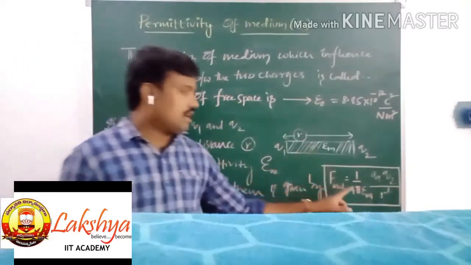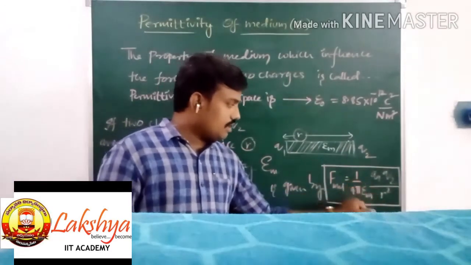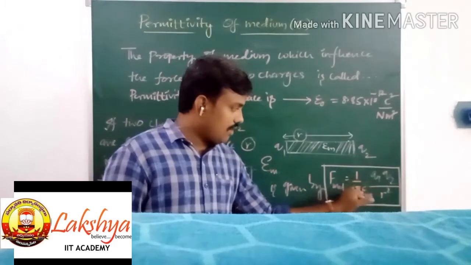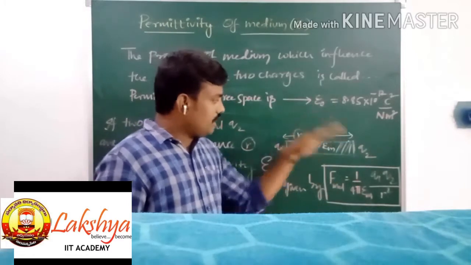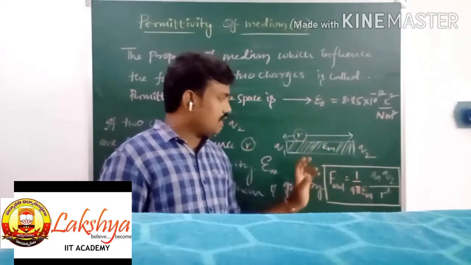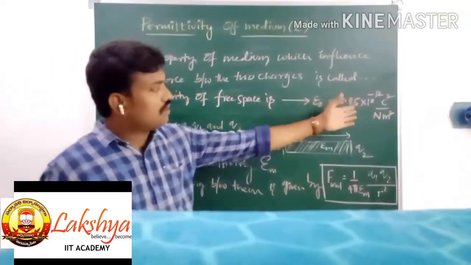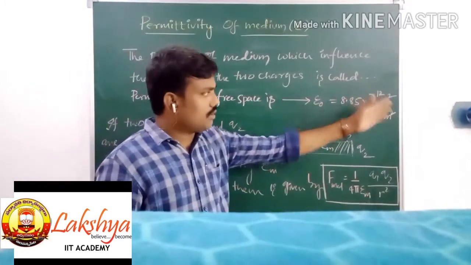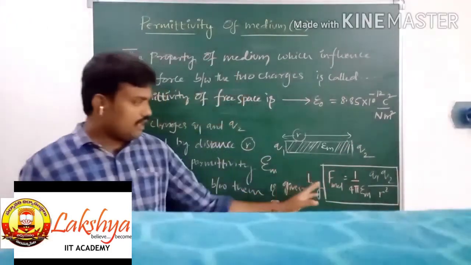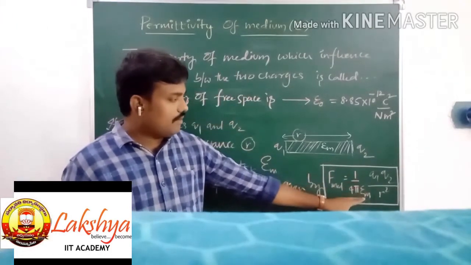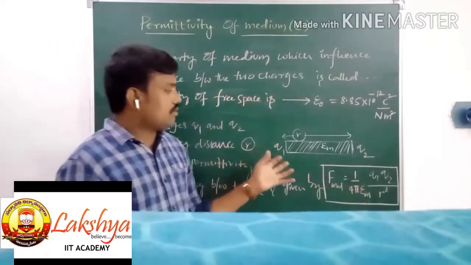Look at this carefully. In this formula, in place of epsilon naught, we introduce epsilon m, because the medium is present between these two charges. If there is no medium at all, we must write epsilon naught here, because for free space or vacuum, we go with the epsilon naught value only, which is 8.85 into 10 to the power of minus 12 Coulomb square by Newton meter square. But here the formula is 1 by 4 pi epsilon m into Q1 Q2 by r square.